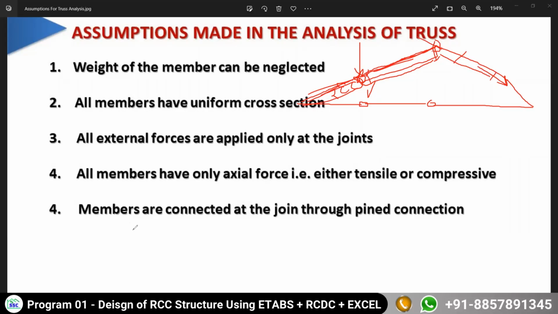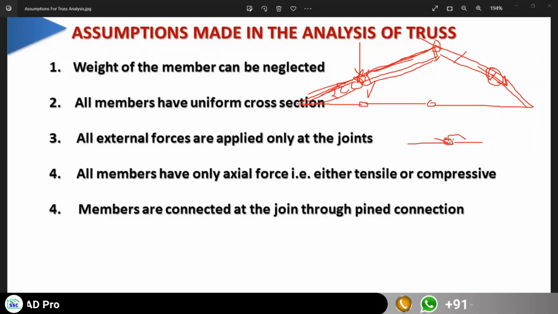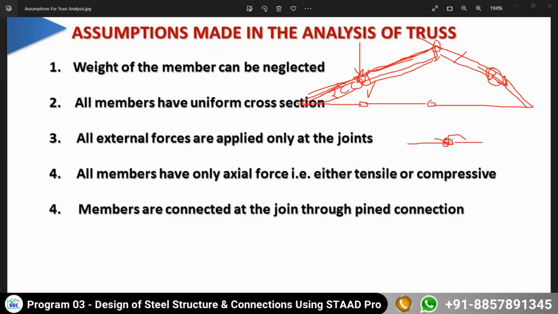And last and most important, members are connected at the joint through a pinned connection. So this connection is pinned. This connection is hinged. The meaning of pinned or hinged is that this joint is not transferring the moment. This joint is not carrying any moment. It is transferring only the axial forces to the elements.